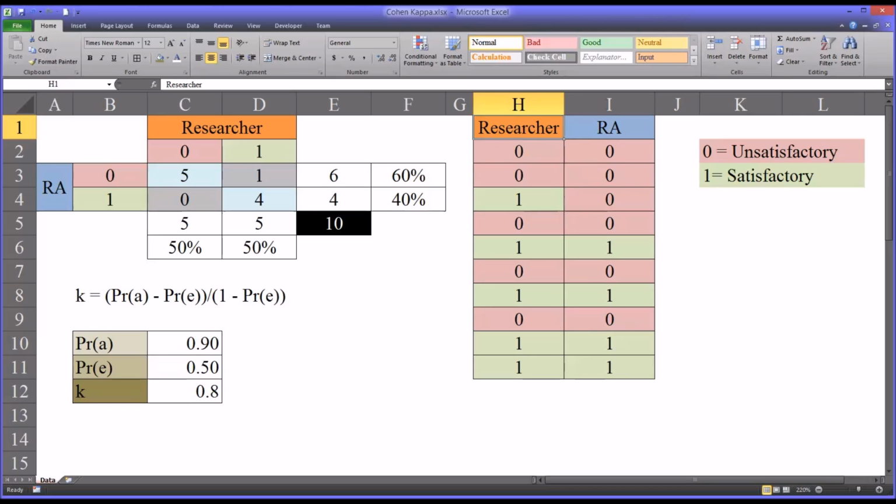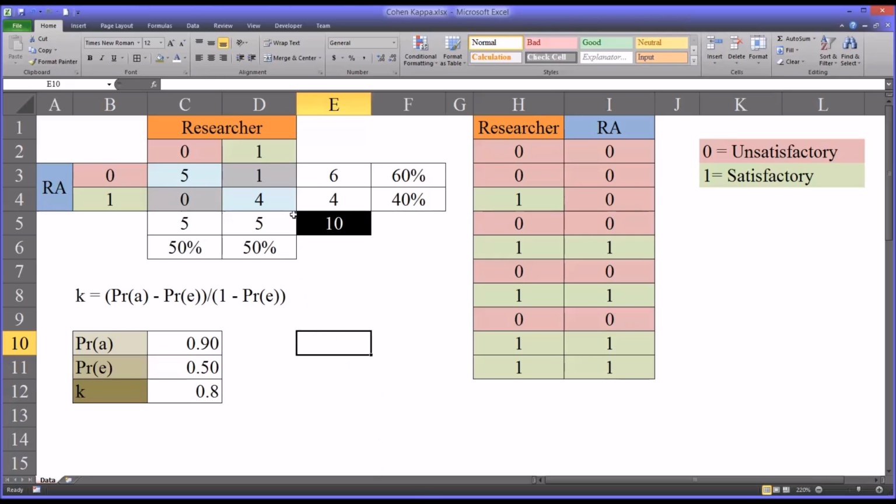Two other constructs we're oftentimes interested in when discussing inter-rater reliability are sensitivity and specificity. So using this as an example, sensitivity would be the percent that were found to be satisfactory that were in fact satisfactory, and specificity would be the percent that were unsatisfactory and were found to be unsatisfactory.